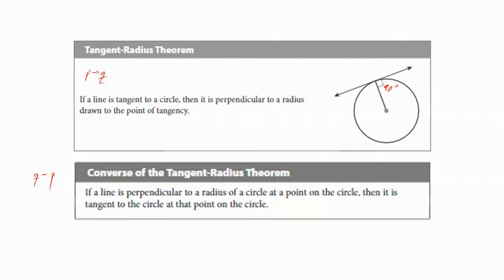So more specifically, okay, the theorem already said if the line is tangent to the circle, then it's perpendicular to the radius. Well, now if we're perpendicular to the radius, then we are tangent to that circle. So basically, it's like, yeah, it's tangent, therefore it's 90 degrees. And then the converse is just saying, well, if it's 90 degrees, then it's tangent. So it's just reversed on how it's saying it.